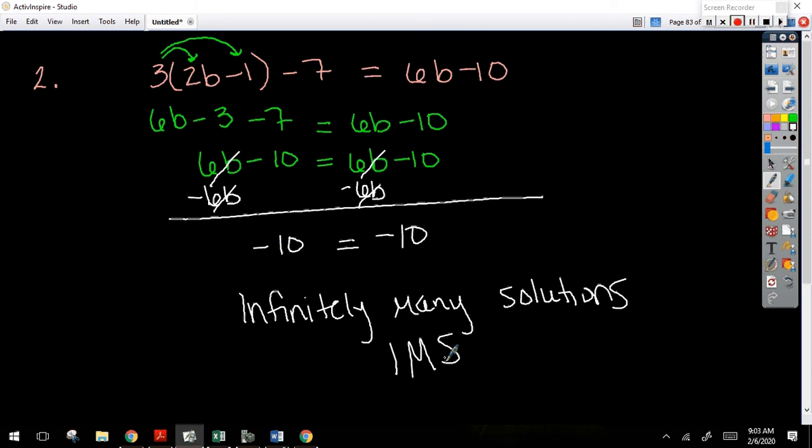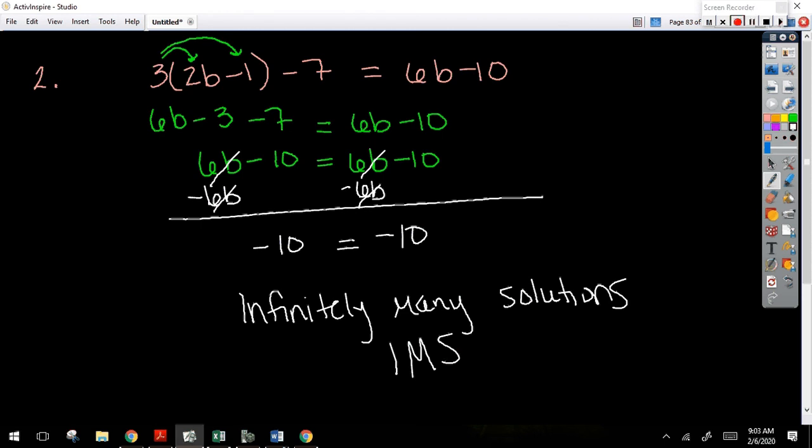Here's what this means. Anything you plug in for b is going to work. If you solved it and you got 2 and you went back and plugged it in, 2 is going to work. If you got 3 and plugged it in, 3 is going to work. So whenever you get to this point, the answer is not negative 10. Don't say negative 10. If you plug in negative 10, it's going to work because everything works. Whenever you get 2 things equal to each other, that means infinitely many solutions. Those are your 2 special scenarios.